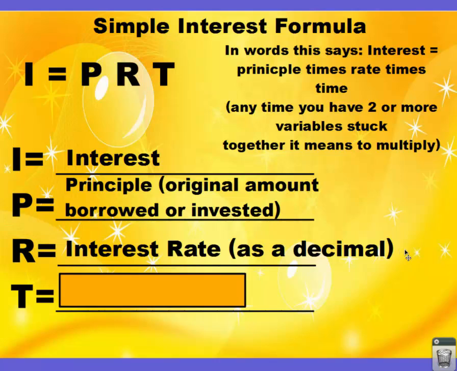The R stands for the interest rate. It is the rate at which we're going to get money. This interest rate is always going to be in the form of a percentage, but in order for us to be able to use it with our calculator, we need to write it as a decimal.